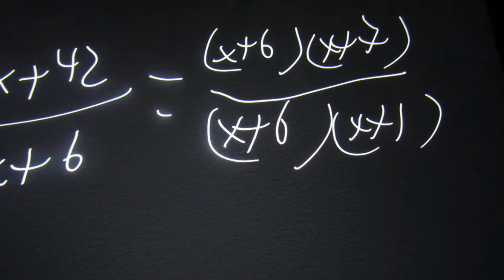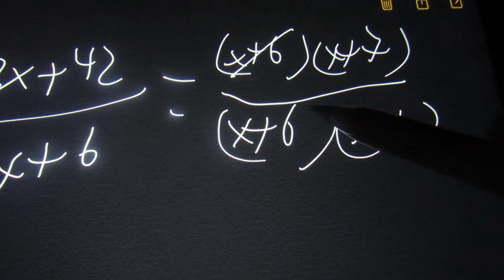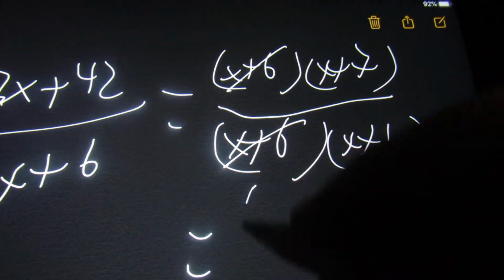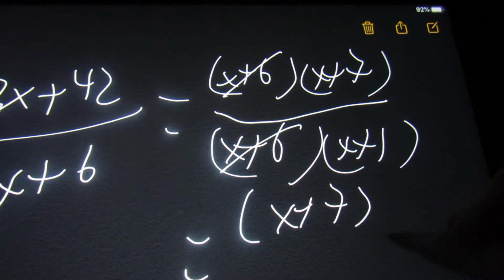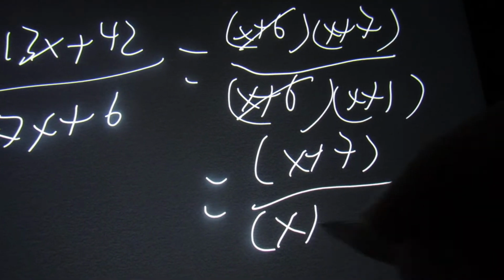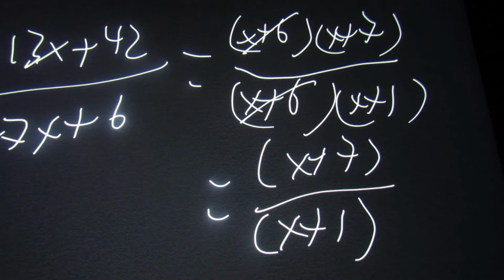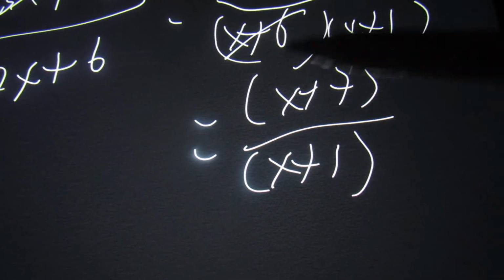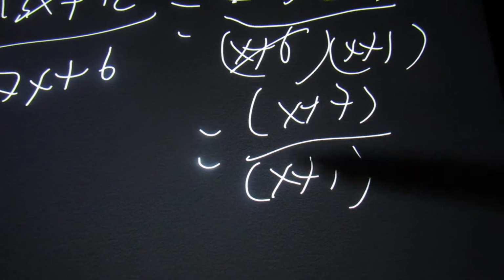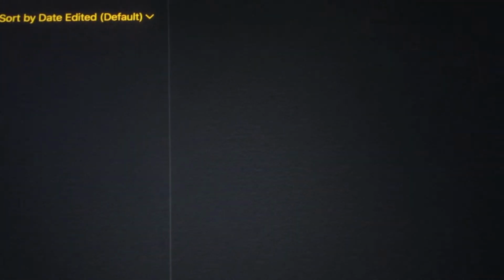So now we can cancel out the x plus 6's, and we're left with x plus 7 over x plus 1. And that is as far as we go. Do not cancel these x's. It has to be everything that's inside the parentheses or as a factor.